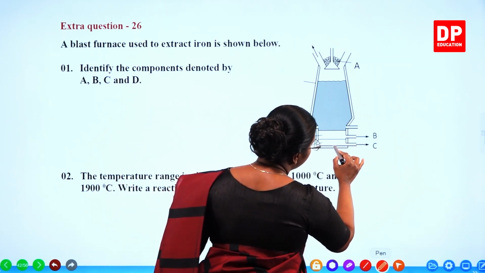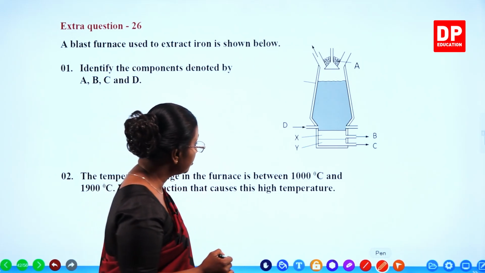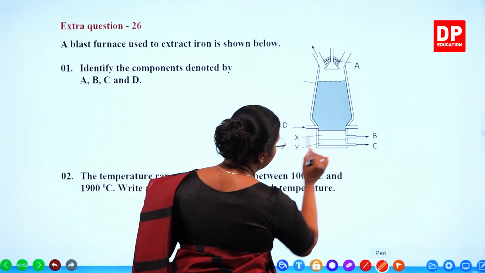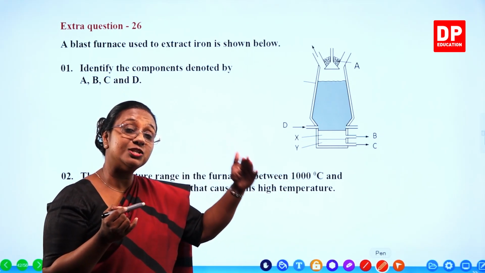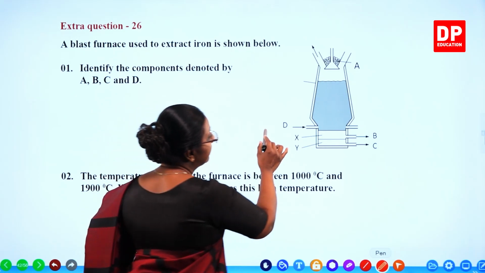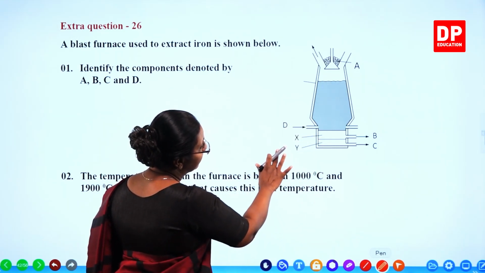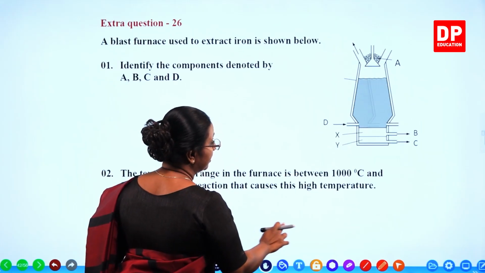C, you know, is the bottom opening. So it has to be the molten iron out. So Y has to be molten iron or liquid iron. X has to be slag. Usually slag is over molten iron. And D is the hot air blast. So we have looked at the diagram. All the reactions take place within this blast furnace.